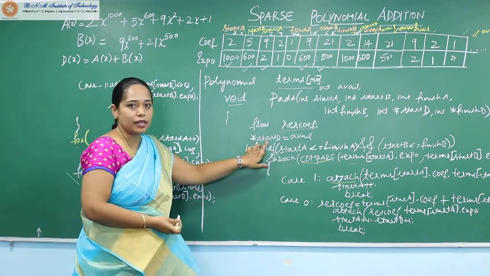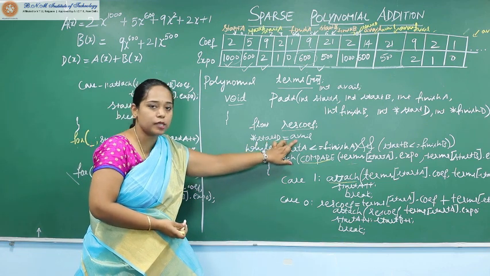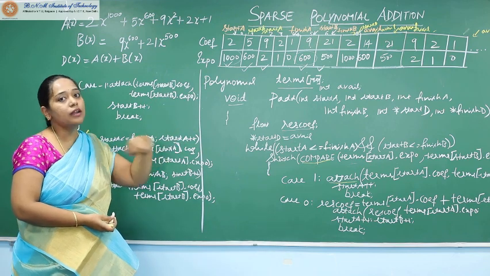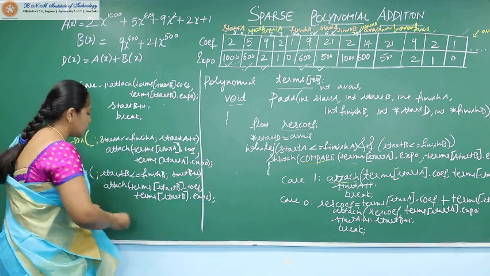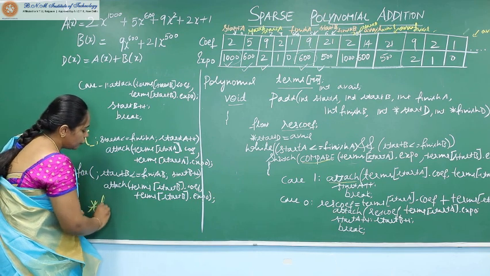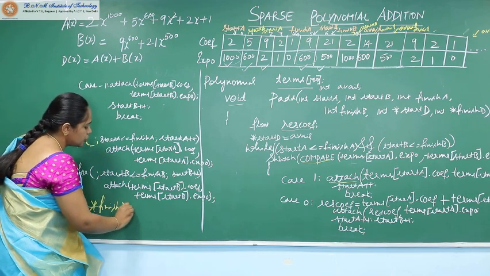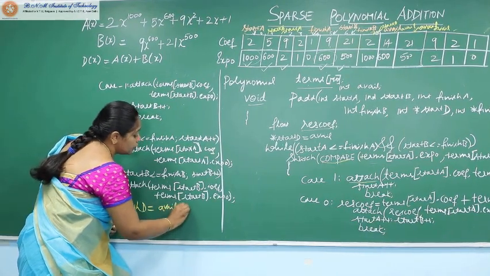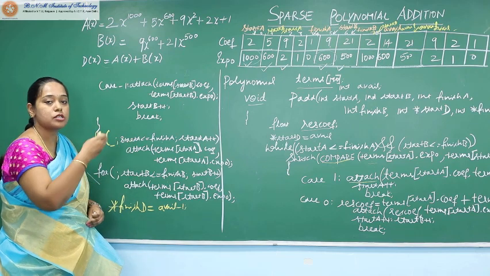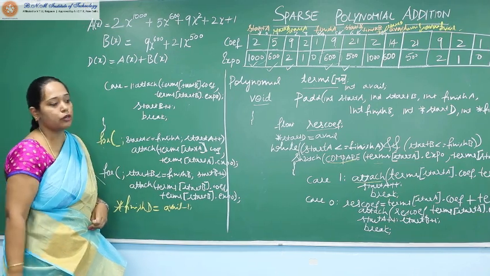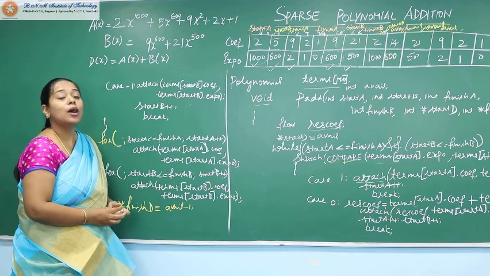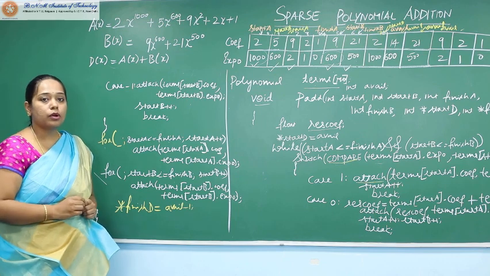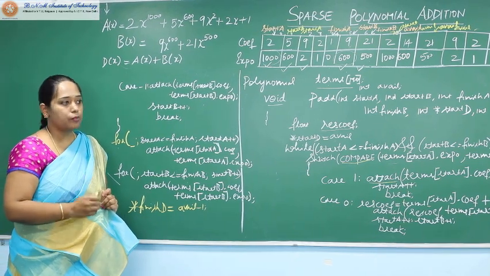Have we told where start D is? Yes, we have told start D was initially at the position avail. At the end, avail has been incremented to such a position where the next position is available. So now I can confidently say finish D is equal to avail minus 1. Right, avail is the next available position, so the previous position is the last term of the polynomial, so finish D equals avail minus 1. So with this particular function, we are able to compute the addition of two given polynomials.